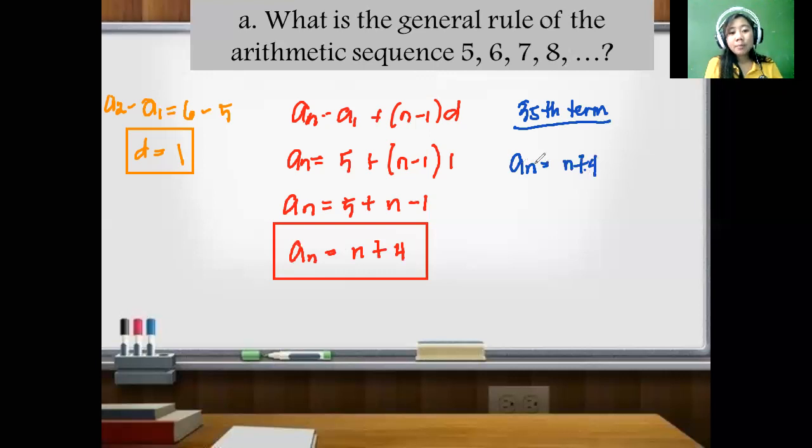Okay po. So, what is our n po? 35. So, a sub 35, yan po yung hahanapin nating value. Okay, 35th term po. Okay, what is our n? 35 again, plus 4. So, a sub 35 is equal to 35 plus 4 is 39. So this is now the value of the 35th term of the sequence. Yan na po yun. Okay, so 39 is the value of the 35th term of the sequence.